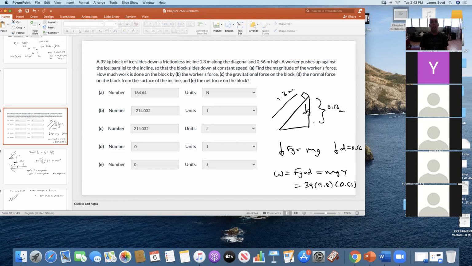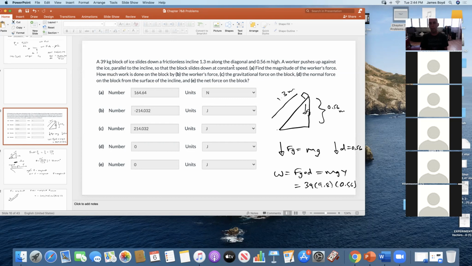Okay. Now, what about the normal force? The normal force is actually acting perpendicular to the displacement down the incline. Well, a force can't do work if it's perpendicular. Force times distance times cosine, but the angle between the force and the distance, if it's perpendicular, is 90 degrees. Cosine of that is 0. So the normal force off this incline can't do any work. And the net force is 0 because constant speed. And that's all you need for this.